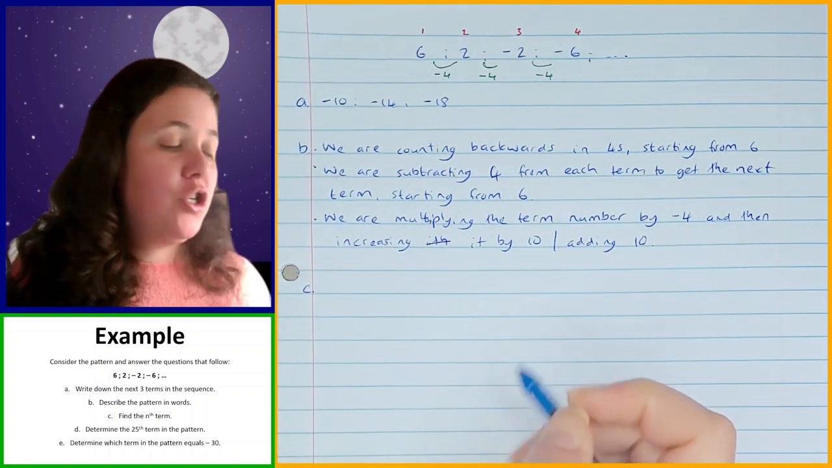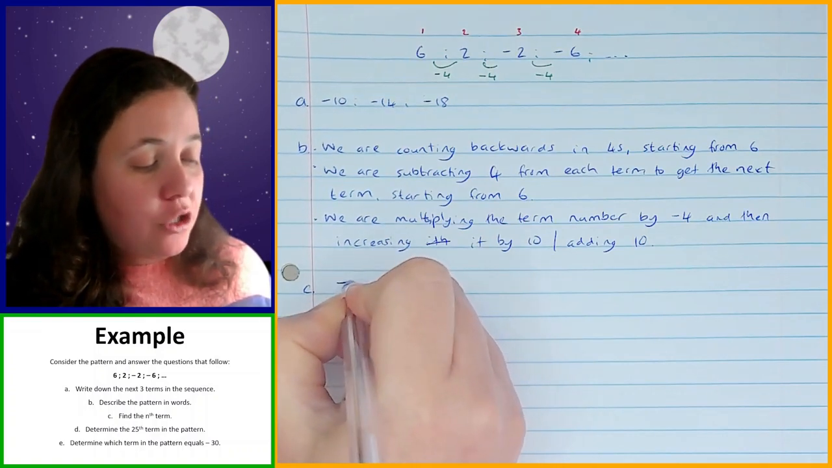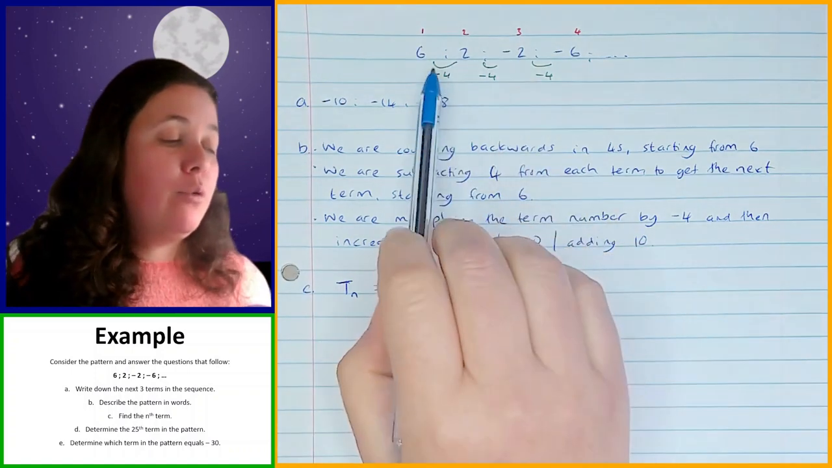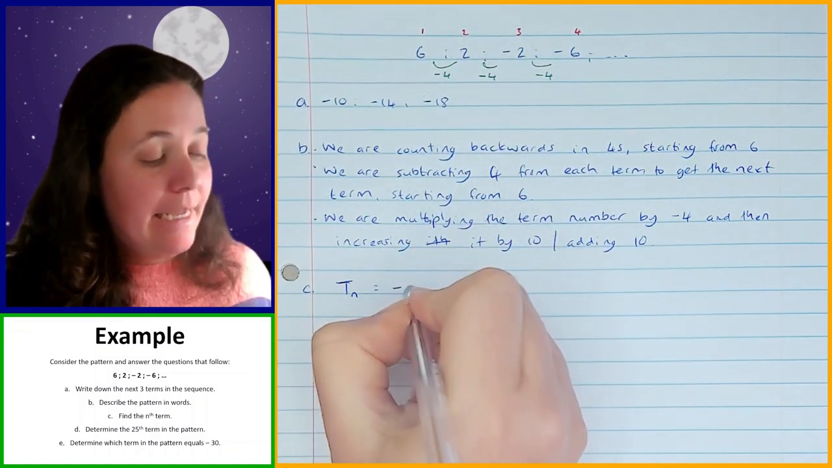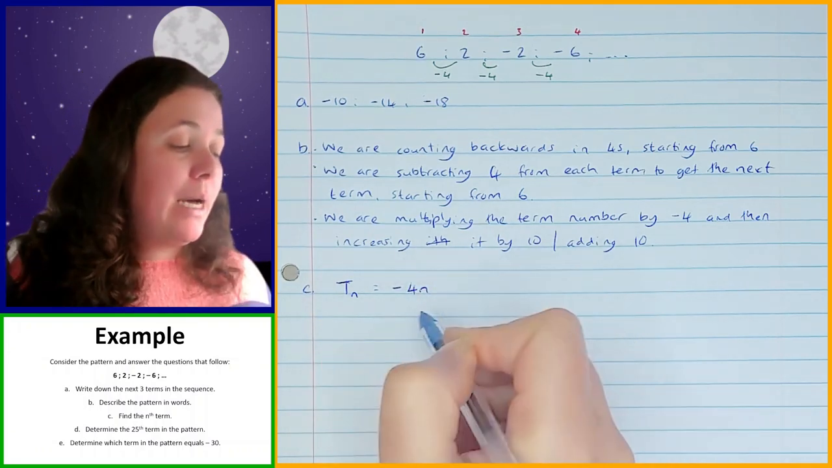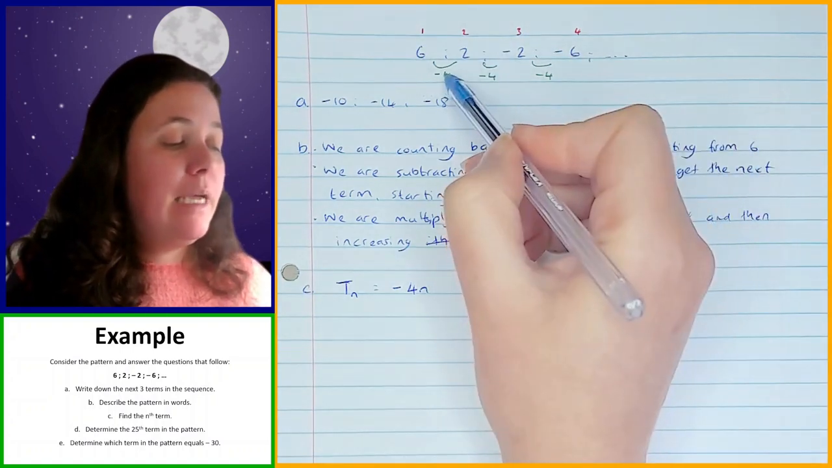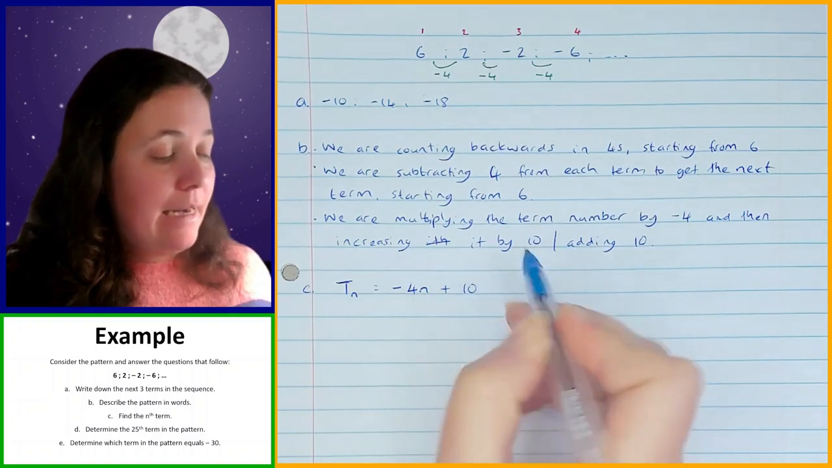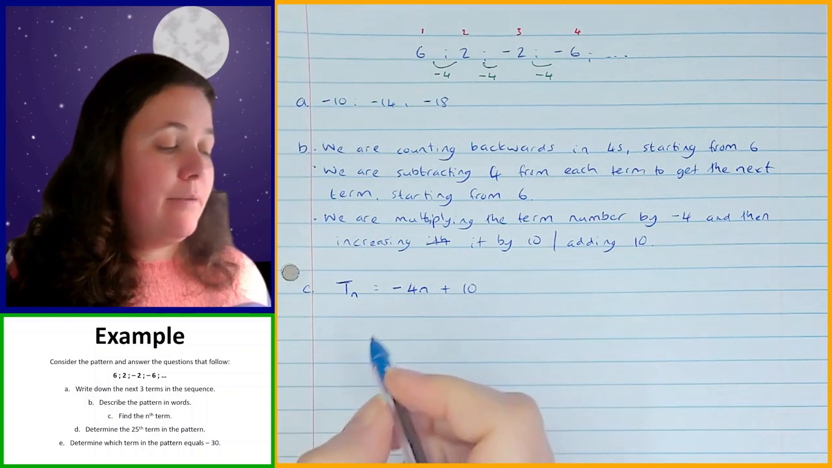Find the nth term. So now this is the rule that we need to find. So Tn, which is the nth term, is equal to, okay, so now we've already worked out what our common difference is. It was negative 4. So I'm going to go straight away and write negative 4n. I know that it's going to be negative 4n, but I need to find out now what I'm going to write after that. So to get from negative 4 to 6, I need to add 10. So my rule is Tn equals negative 4n plus 10.